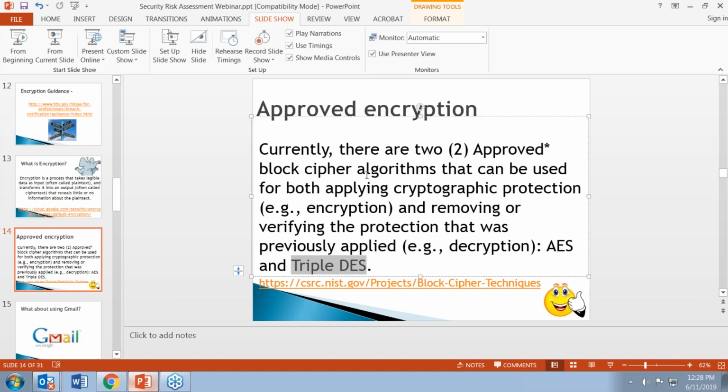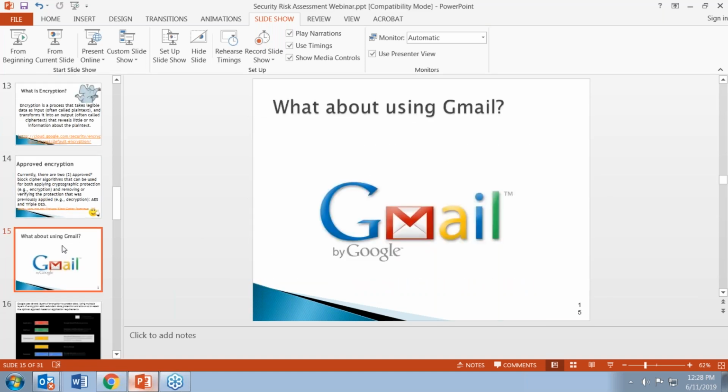Now, to get a little bit more complicated than what I read about yesterday, there's encryption for data that's standing still, just sitting on your system, which is what this AES and triple DES applies to. And then there's encryption that applies also to data in transit.